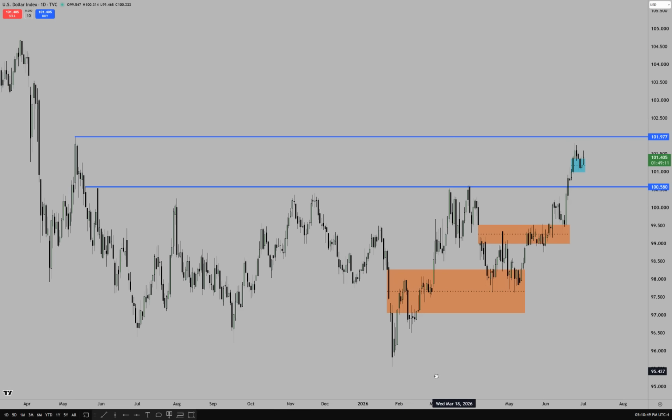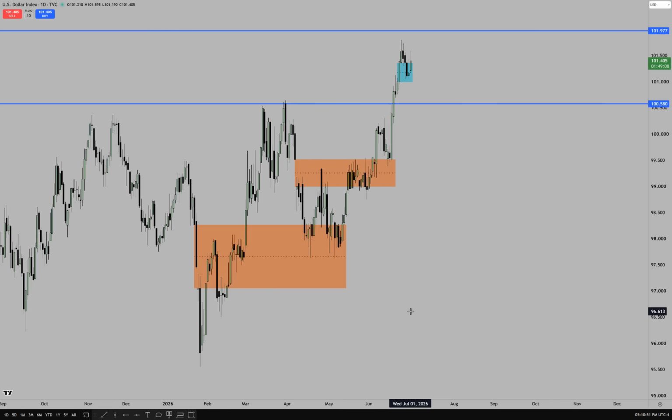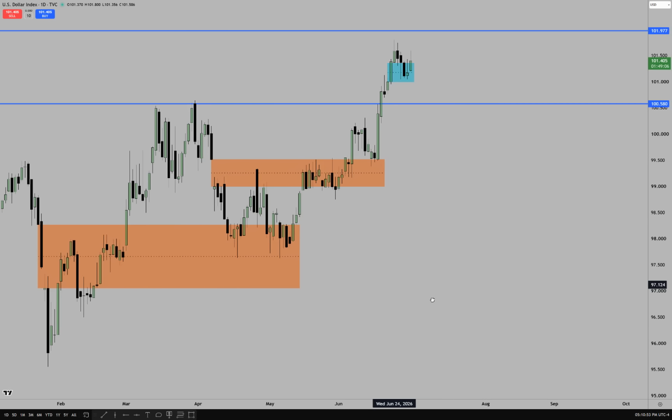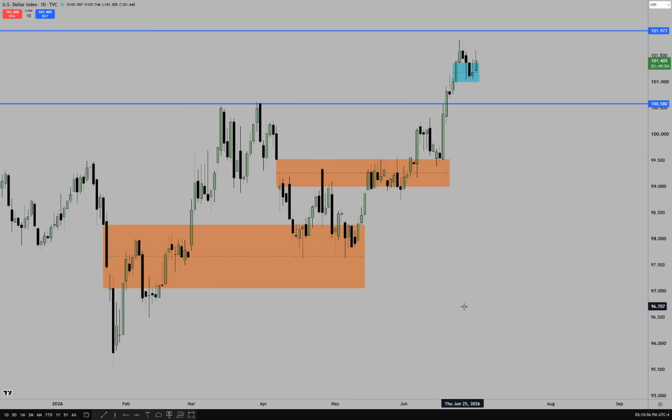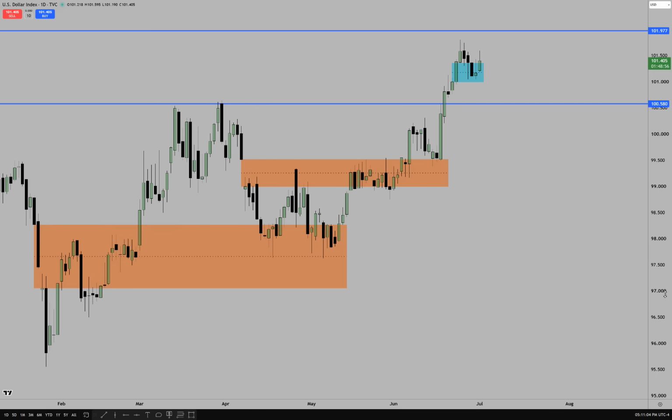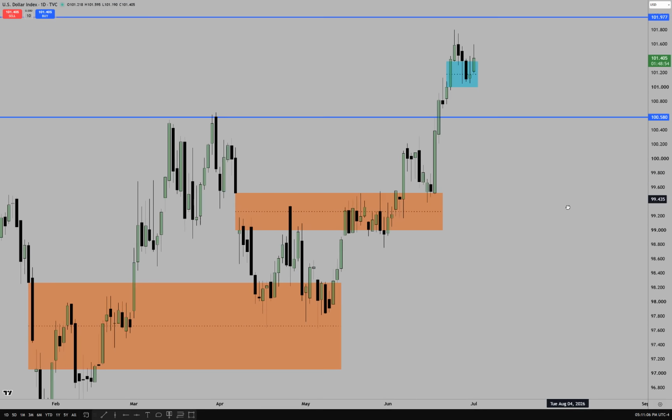So there's the daily chart on the dollar index, and I wonder why that background color looks like that. What happened there? I don't know, but we're gonna go with it. Actually, it feels pretty good looking at it like that. It's easy on the eyes.